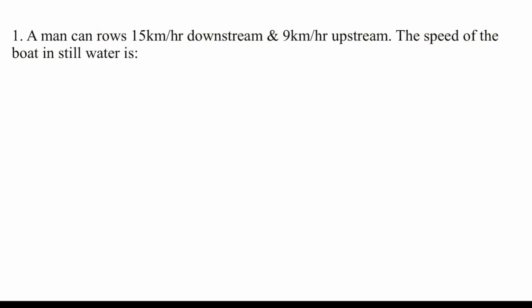A man can row 15 kilometer per hour downstream, means his downstream speed. And 9 kilometer per hour upstream, so this is his upstream speed. The speed of the boat in still water is how much they are asking.